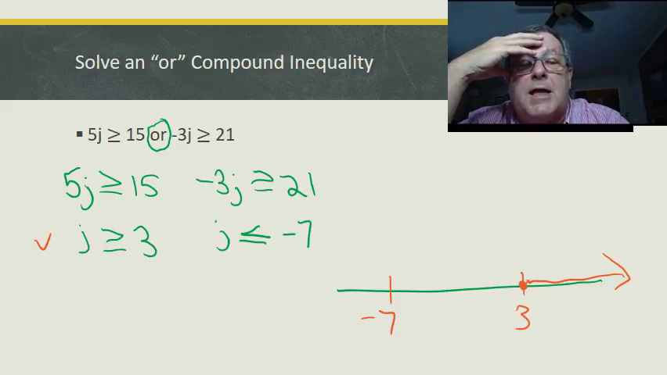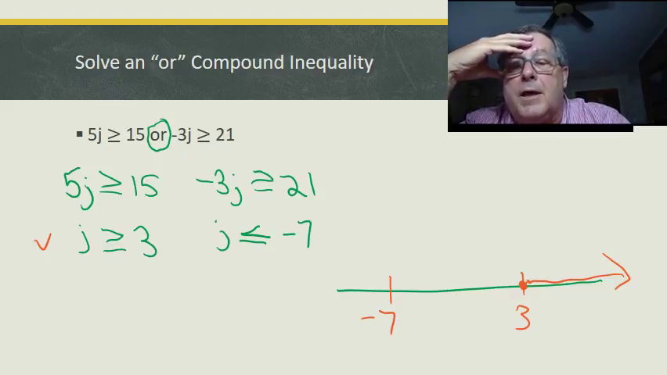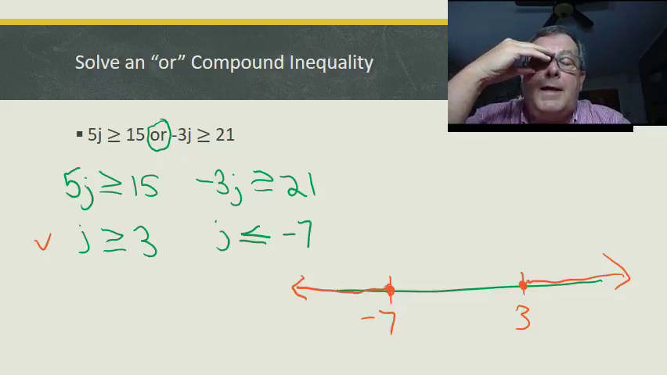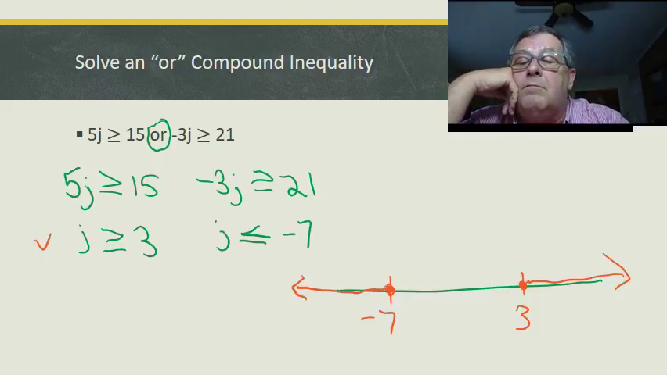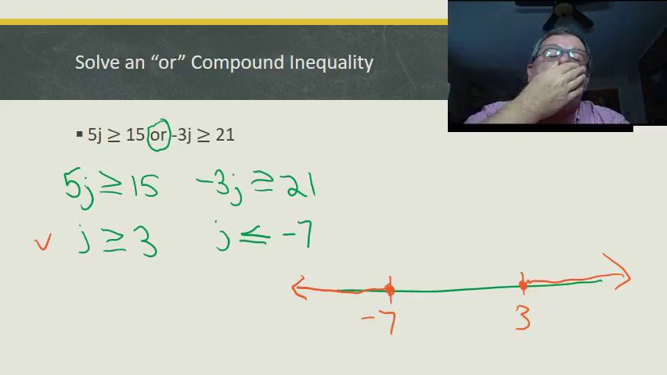Let's take a look at the second one. Here we got j is less than or equal to negative 7. And again, open dot or closed dot? Well, the answer is it's a closed dot because it's a less than or equal to negative 7. And so this is going to be represented by coming out here to the left of the negative 7. And so there we've got our solution set graphed on a number line.